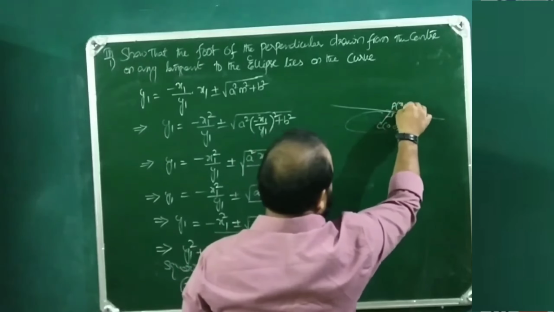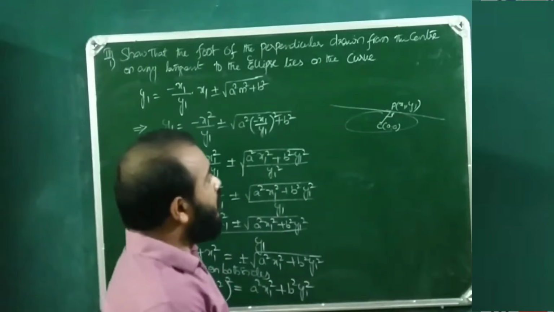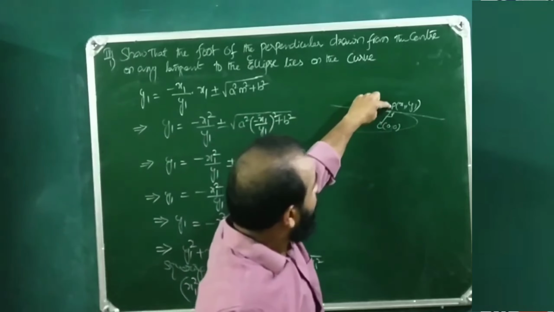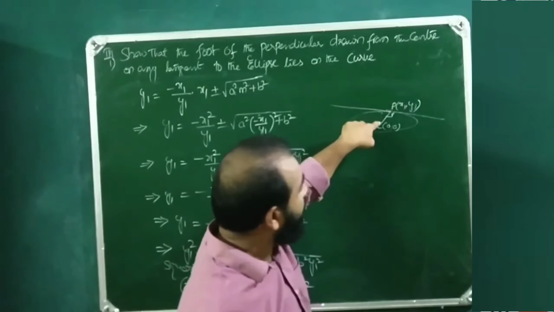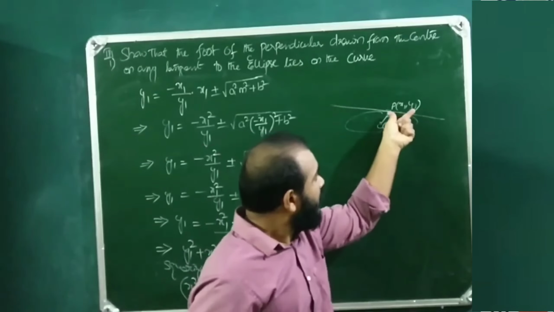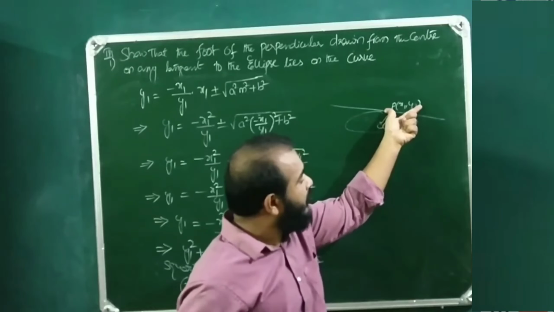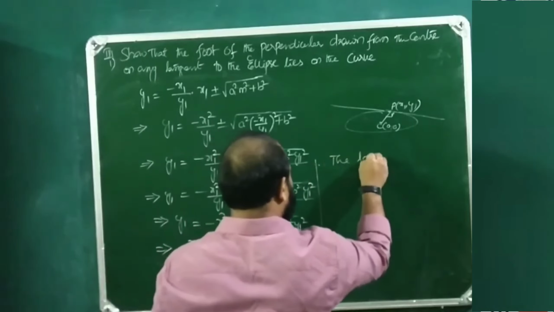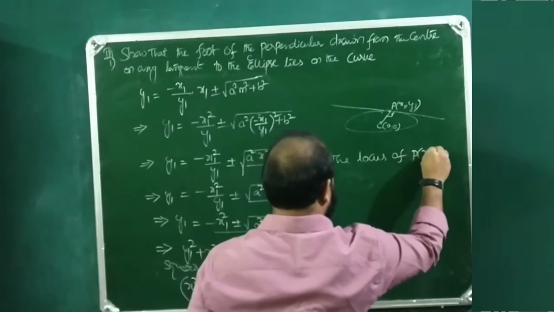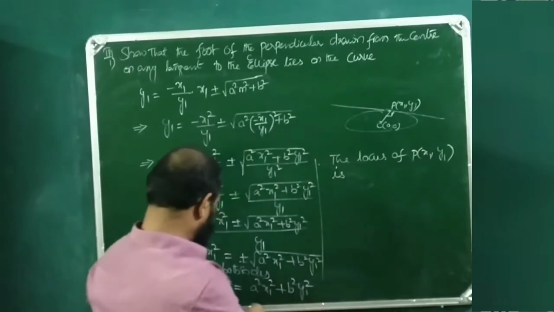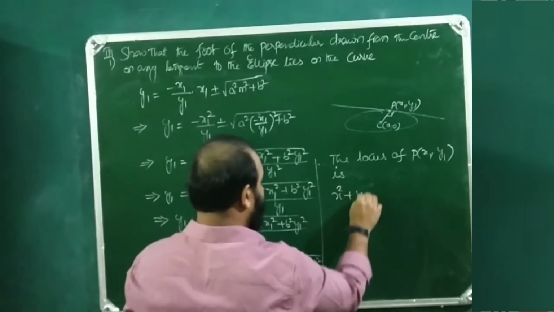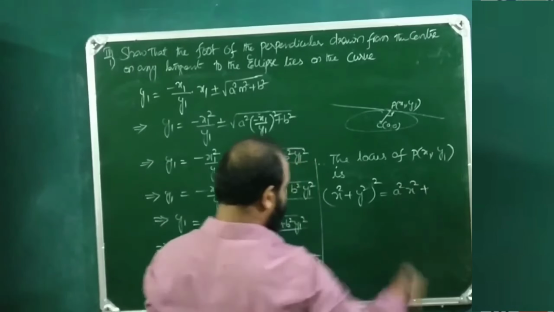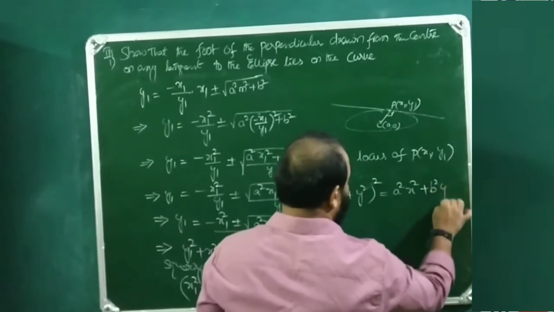So this point is P x1 y1. So what is this point? This point is the foot of the perpendicular drawn from the center of this ellipse to this tangent. So the locus of this point P x1 y1 we got to be this. Therefore, the locus of P x1 y1 is x square plus y square whole square equals a square x square plus b square y square.